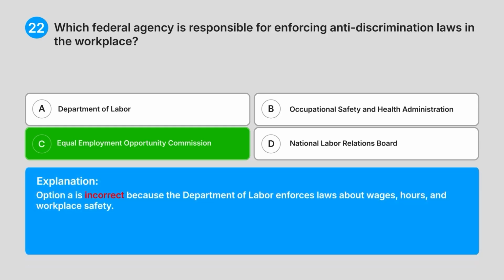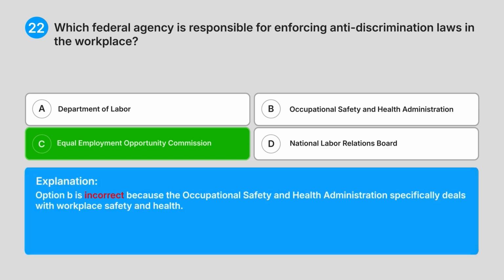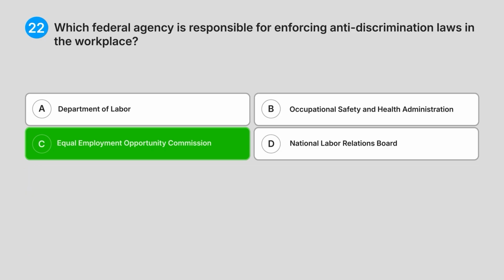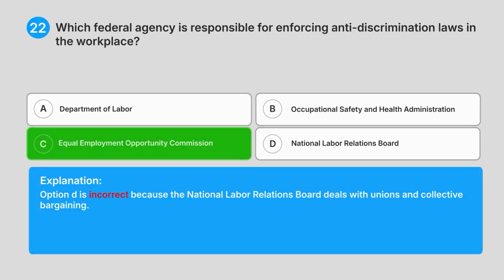Option A is incorrect because the Department of Labour enforces laws about wages, hours, and workplace safety. Option B is incorrect because the Occupational Safety and Health Administration specifically deals with workplace safety and health. Option D is incorrect because the National Labour Relations Board deals with unions and collective bargaining.